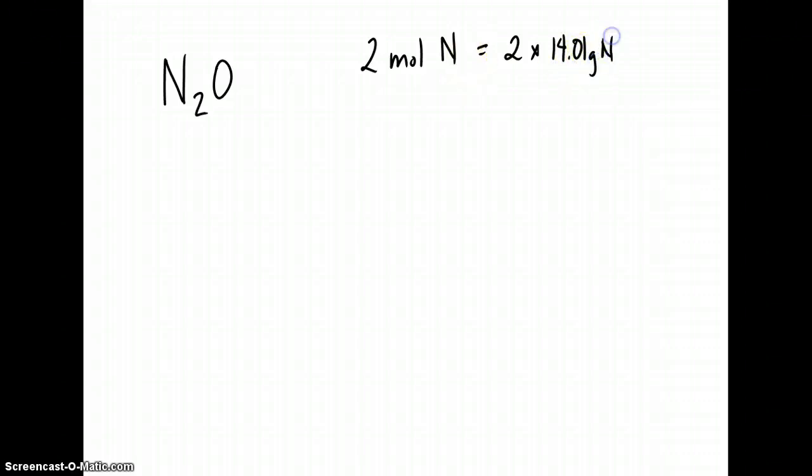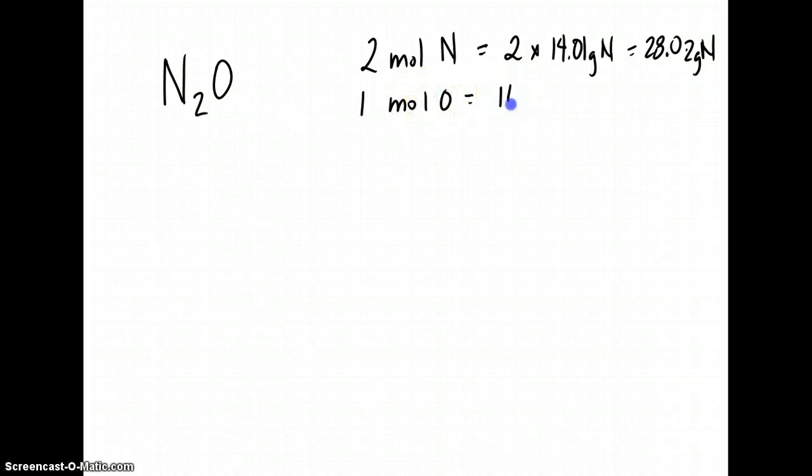To start off with, we said that we have 2 moles of nitrogen, thanks to that subscript, which means that I take my molar mass of 14.01 grams of nitrogen and multiply it by 2, so I have a total of 28.02 grams of nitrogen. And oxygen, I see that there's no subscript, so it's 1 mole of oxygen, which works out to be 16.00 grams of oxygen in 1 mole, and we have that mass right here.